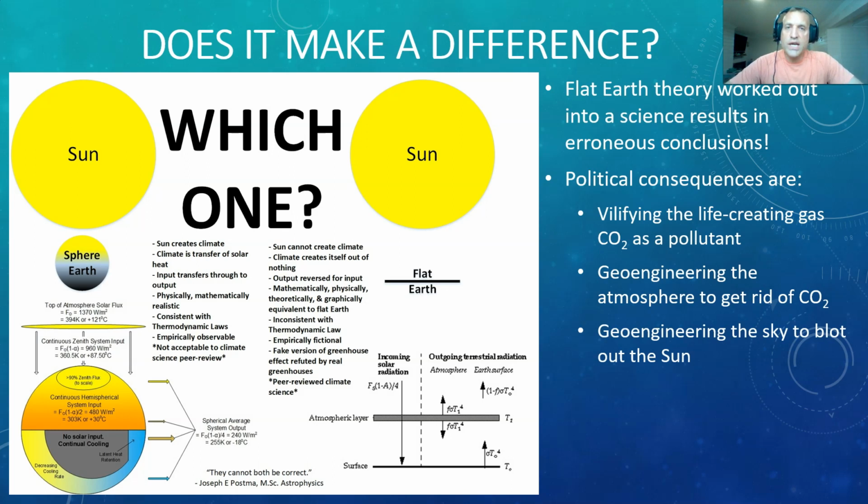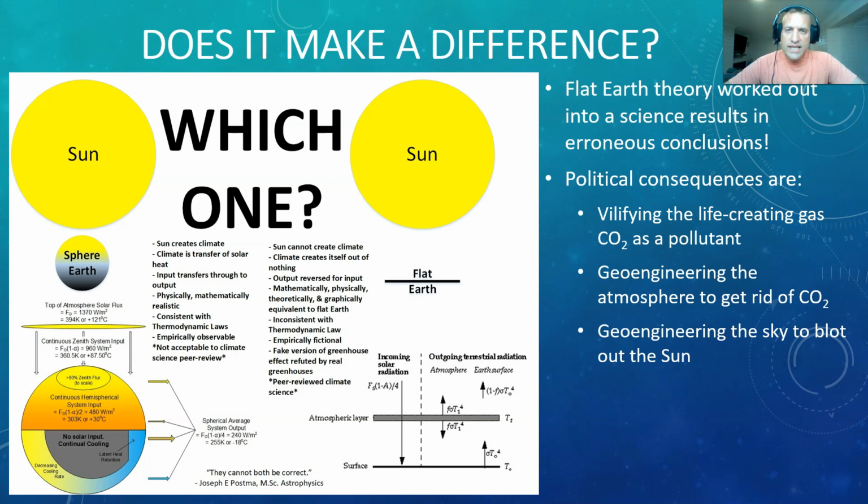Geoengineering the sky to blot out the sun. You see articles like this frequently, right? They're going to start putting particulates of various kinds in the sky to blot out the sun. So they're going to do both of these. Do you think that both of those things at the same time are good for life on Earth? One, let's get rid of the carbon dioxide. Two, while we're doing that, let's blot out the sun.